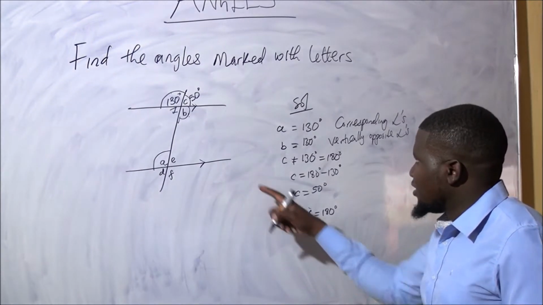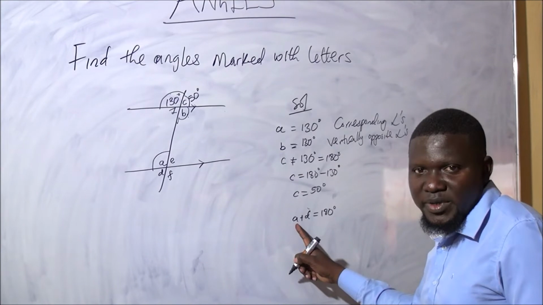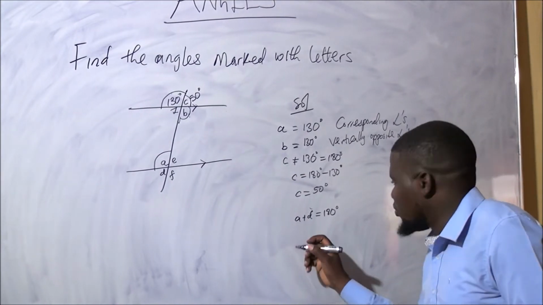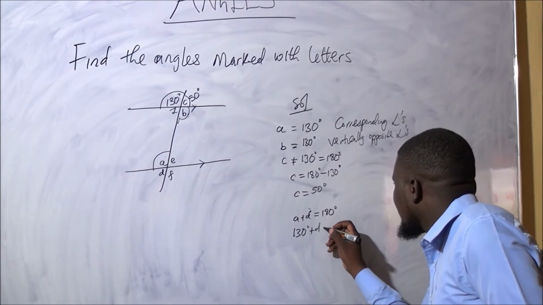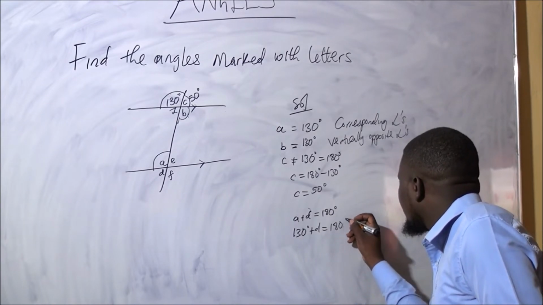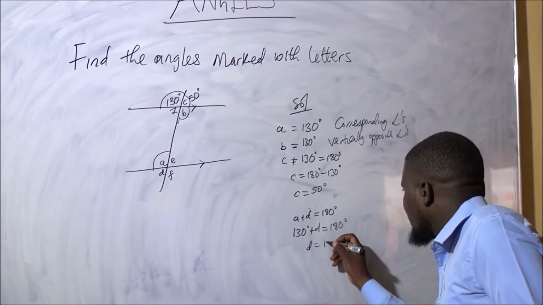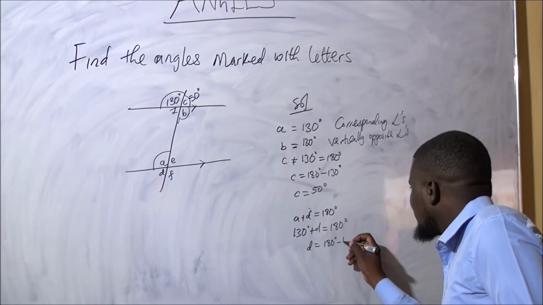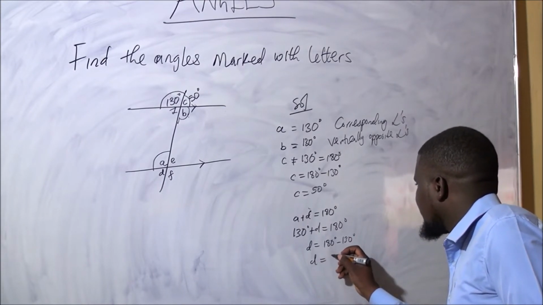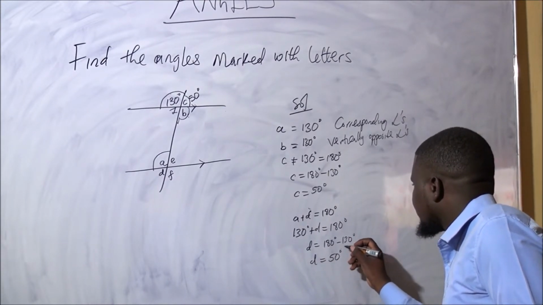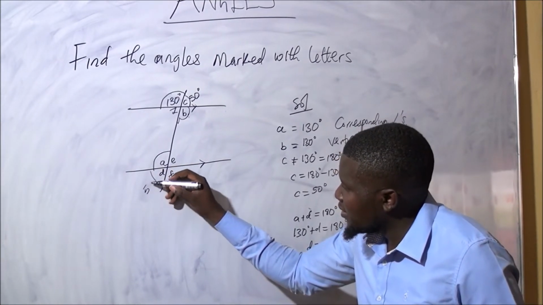My A is corresponding to 130 degrees. I'll substitute there, hold the place. Where is A, I'll put 130 degrees, plus D is equal to 180 degrees. Thereafter, I'll say D is equal to 180 degrees minus 130 degrees. D will be equal to 50 degrees. This angle here is 50 degrees.